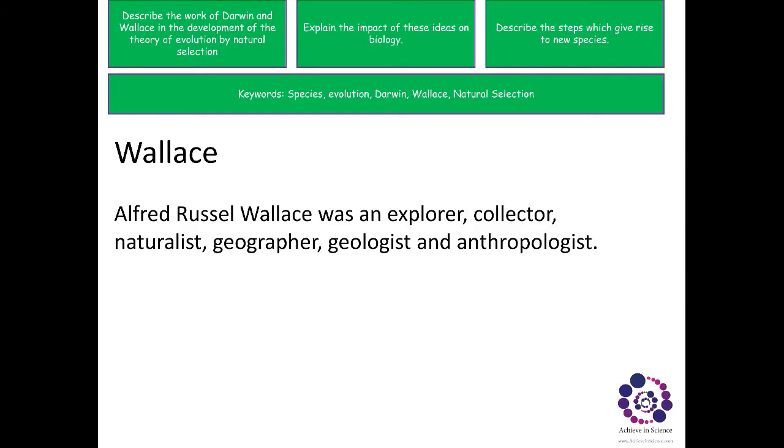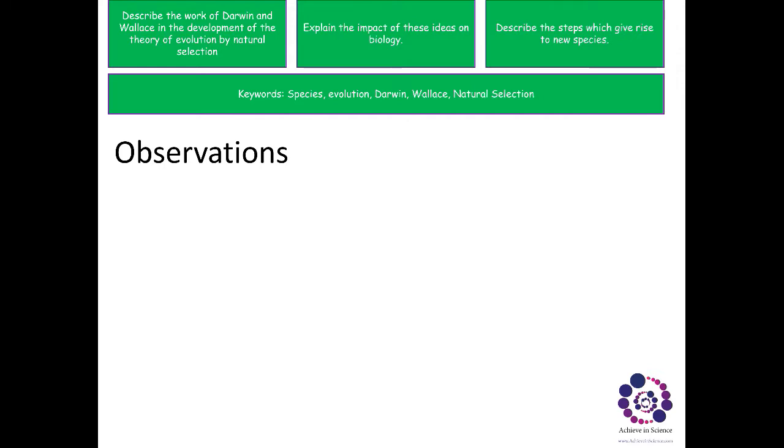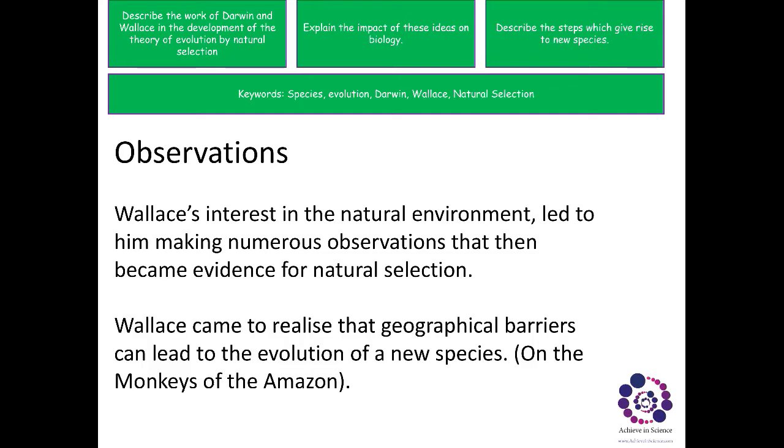Wallace. Well, Alfred Russel Wallace was an explorer. He was a collector, a naturalist, a geographer, a geologist, an anthropologist. He was around at the same time as Darwin and was a scientist who observed speciation. Via observations, Wallace's interest in the natural world led him to make numerous observations that then gave evidence for natural selection. Wallace came to realise that geographical barriers can lead to the evolution of new species, e.g., monkeys in the Amazon.